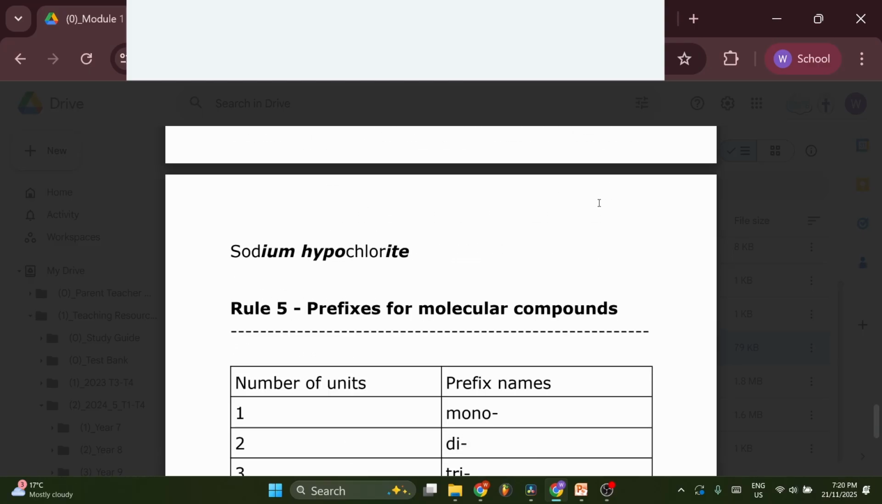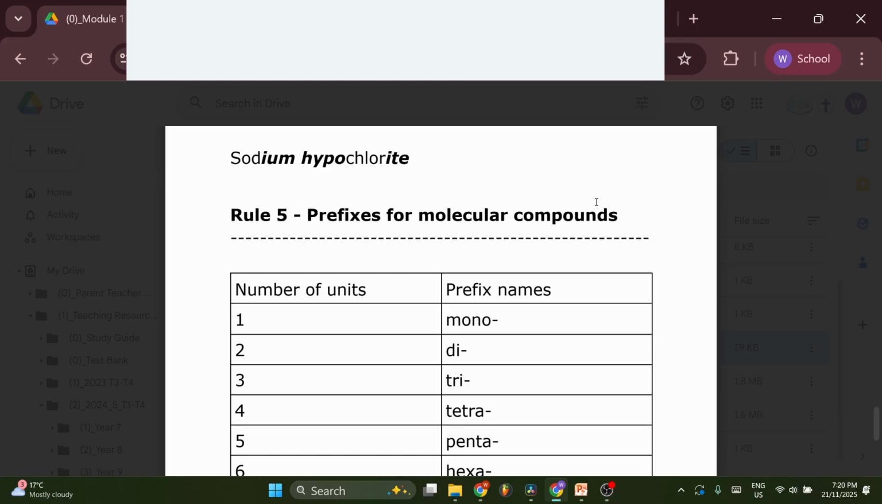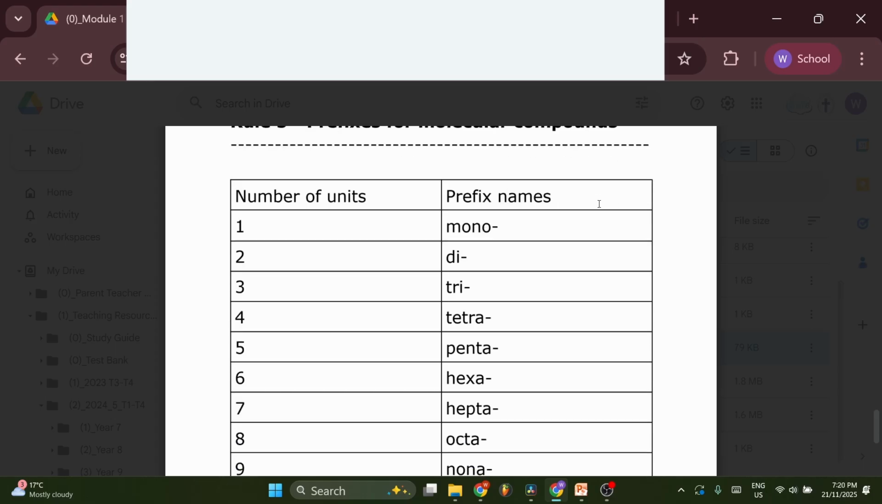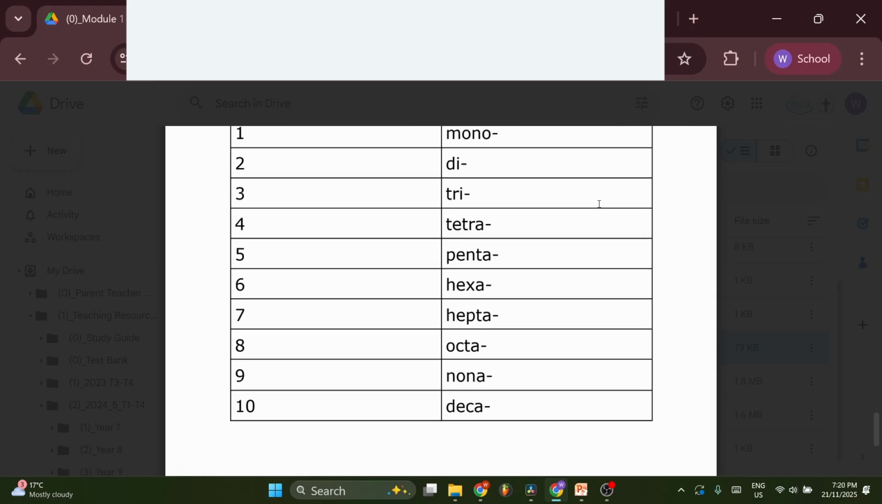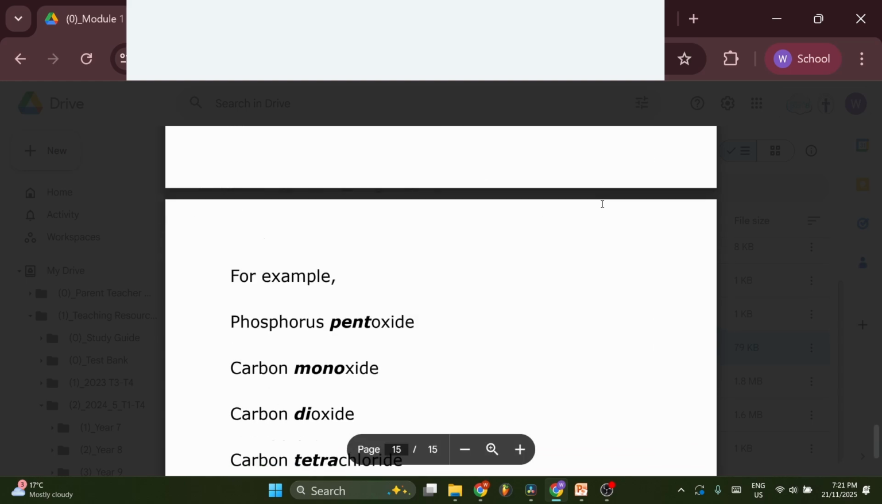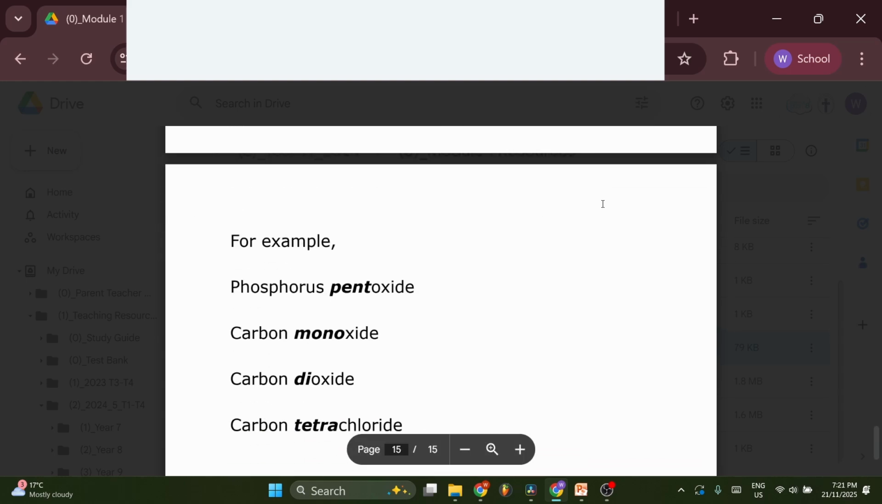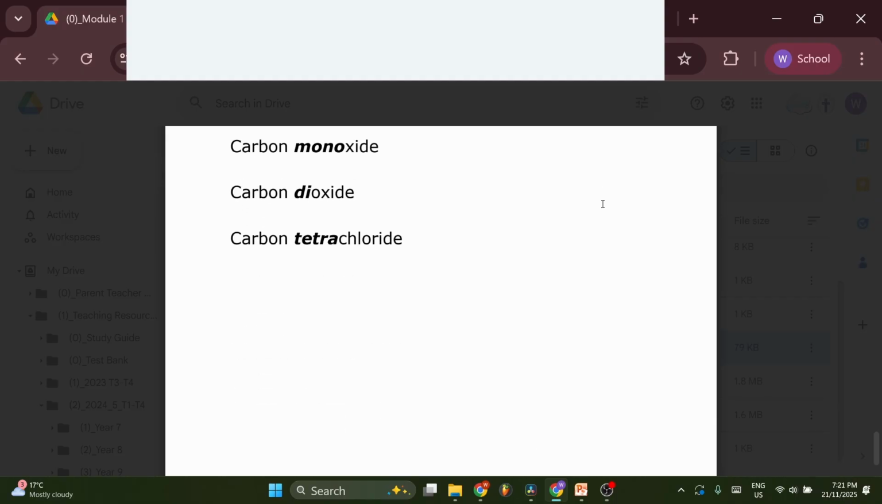Rule 5. Prefixes for molecular compounds. Number of units: mono 1, di 2, tri 3, tetra 4, penta 5, hexa 6, hepta 7, octa 8, nona 9, deca 10. For example, phosphorus pentoxide, carbon monoxide, carbon dioxide, and carbon tetrachloride.